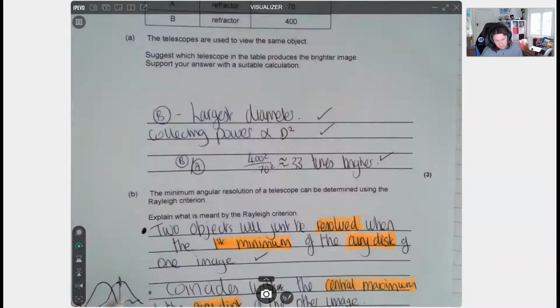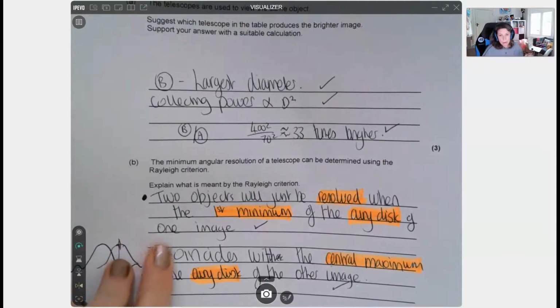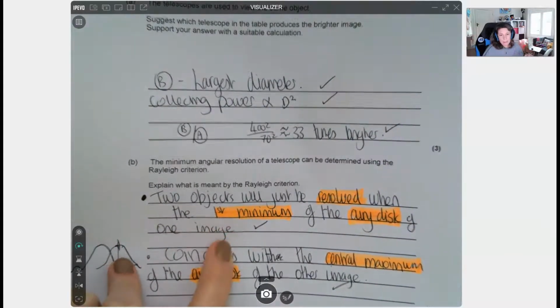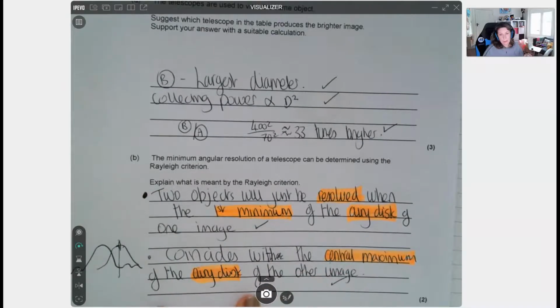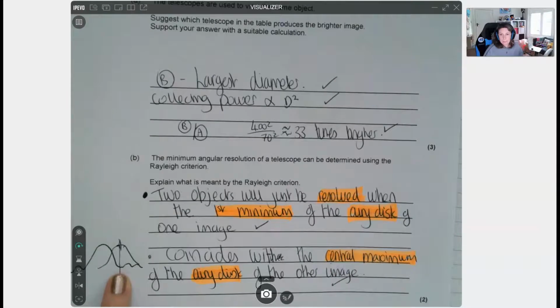Okay, explain what is meant by the Rayleigh criterion for the resolution of two stars. So basically it's this, what we said here. Two objects will just be resolved when the first minimum of the airy disk of one image coincides with the central maximum of the airy disk of the other image. If you want to draw an image, you can draw this one. Okay.